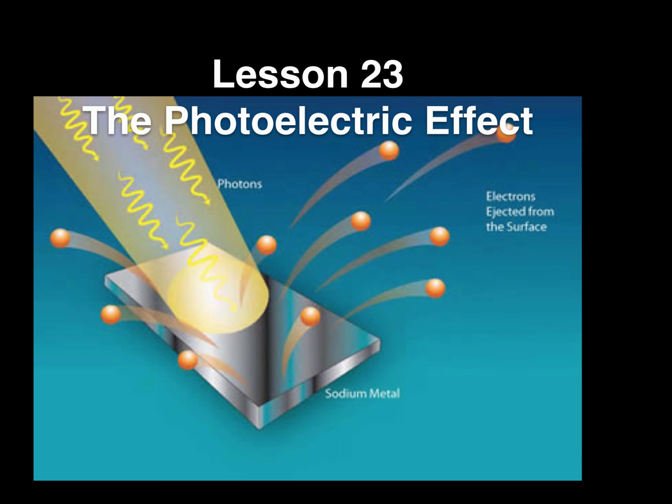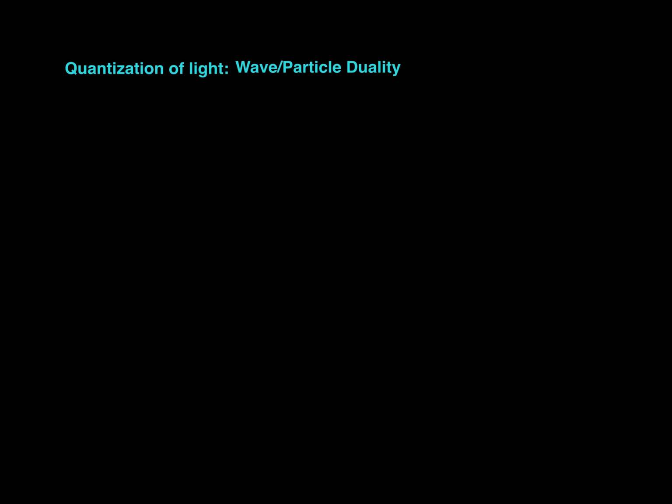Lesson 23, the photoelectric effect. Quantization of light, or wave-particle duality. We've learned in the past that light acts like a wave. It reflects, refracts, diffracts, and it interferes with itself.